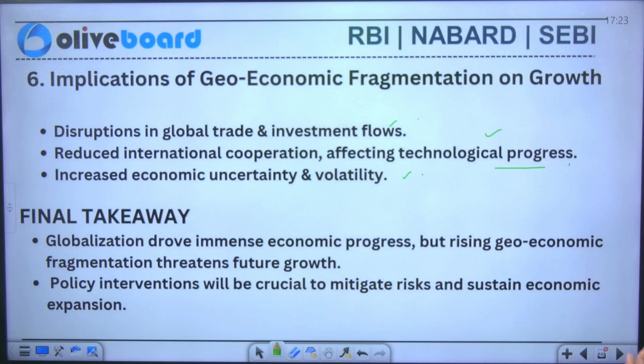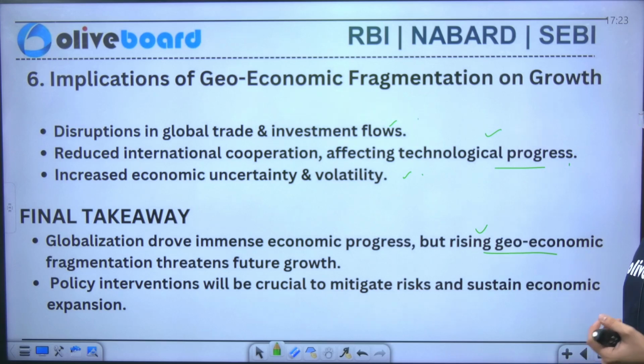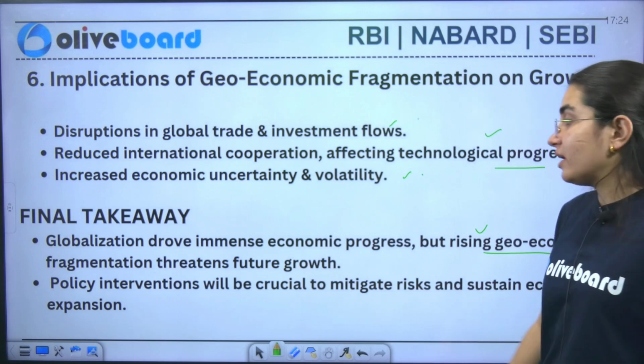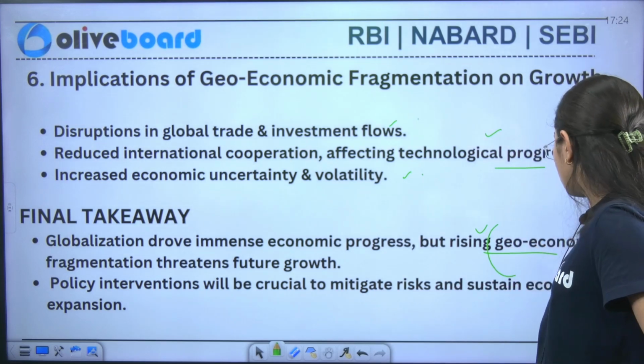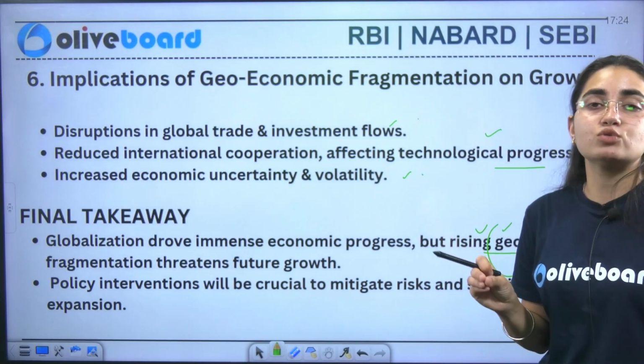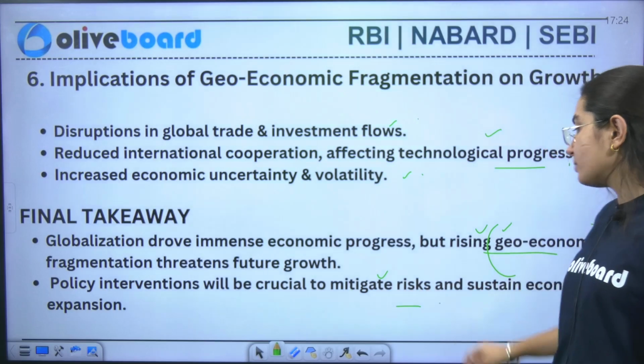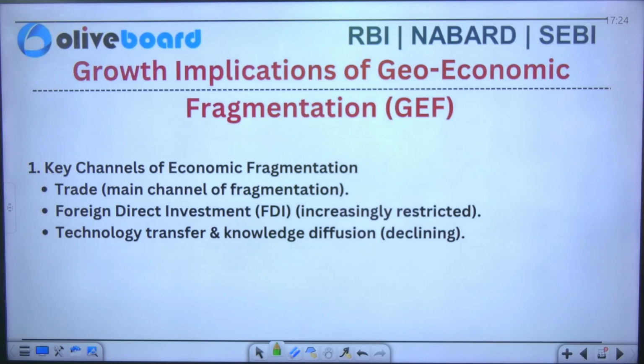Now what can be the final takeaway? Globalization drove immense economic progress, but rising geopolitical fragmentation threatens the coming future. If I talk about the coming future, geo-economic fragmentation is one of the problems that economists are continuously worried about. Policy interventions will be crucial to mitigate the risk and sustain economic expansion as well.